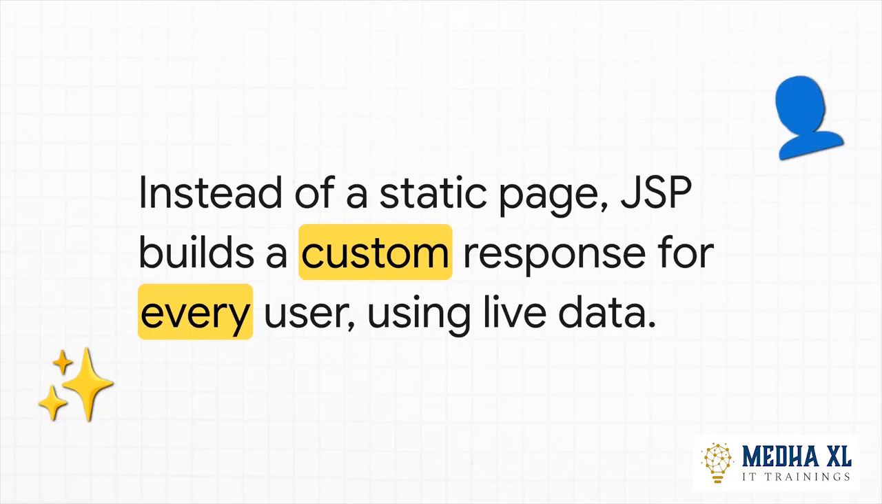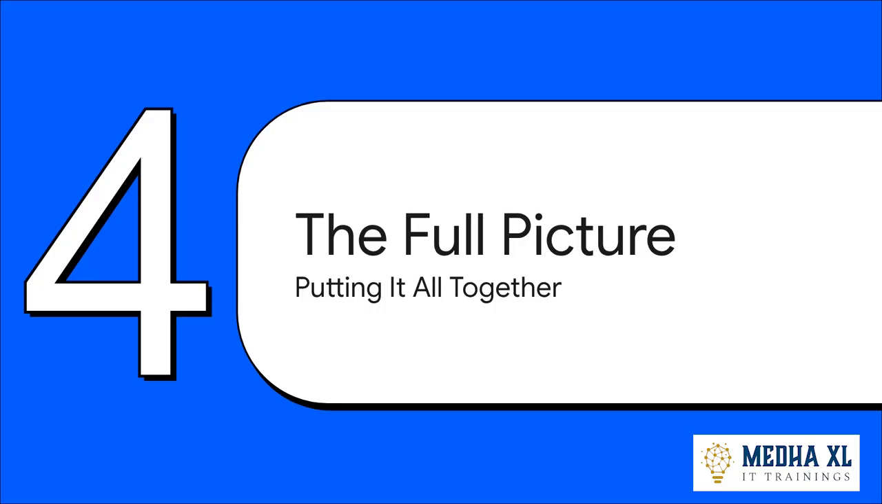And this is the absolute magic of it. You aren't getting some pre-made one-size-fits-all page. Nope. The server takes the live data, your specific username, what's in your shopping cart, and it literally builds a custom HTML page just for you, right there on the spot. So we've seen the three core pieces: servlets to handle requests, JDBC to get the data, and JSP to build the page. Now let's put it all together.